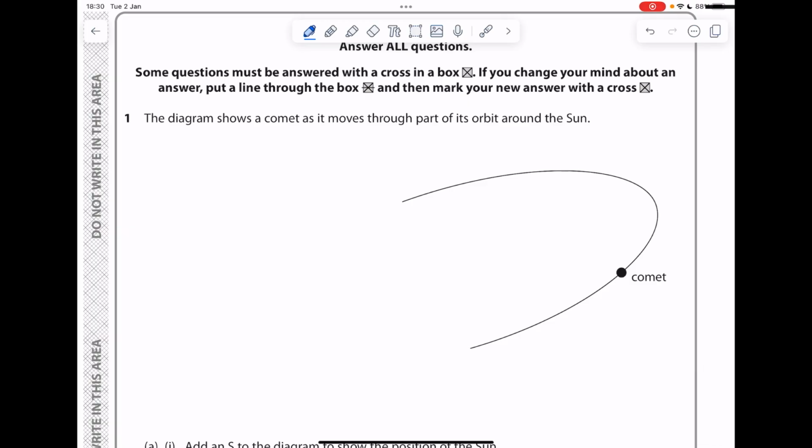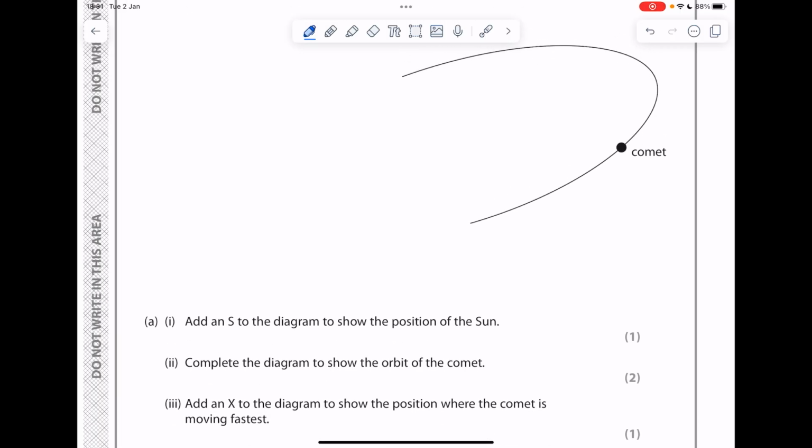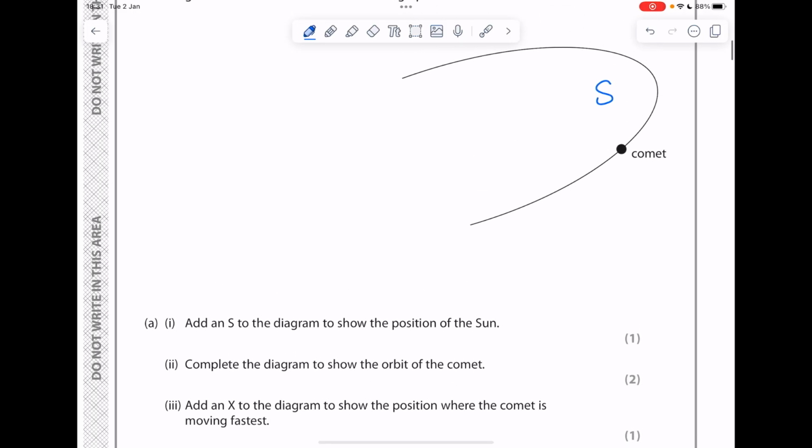The diagram shows a comet as it moves through part of its orbit around the Sun. Add an S to the diagram to show the position of the Sun. So the Sun will be over here. Remember that the comet travels fastest when it's closest to the Sun because it has the strongest gravitational force, and remember also that the comet has a highly elliptical orbit. Complete the diagram to show the orbit of the comet. So let's complete that ellipse.